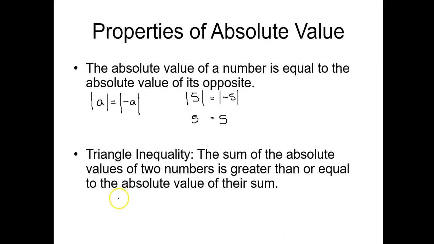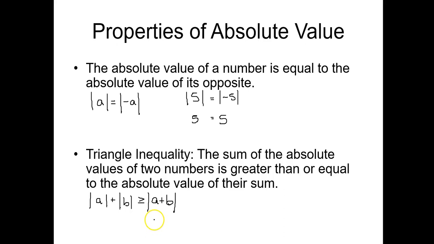The sum of the absolute values of two numbers is greater than or equal to the absolute value of their sum. Absolute value of A plus absolute value of B is greater than or equal to absolute value of A plus B. Notice it's greater than or equal to and not just equal to. That's called the triangle inequality.